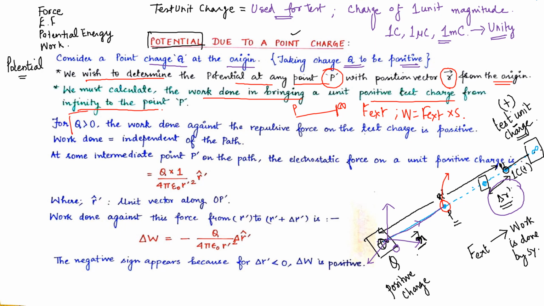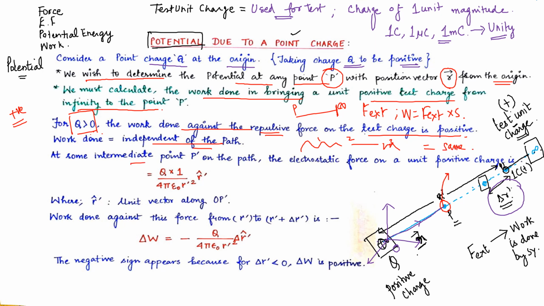For Q greater than 0, we have already defined it. The capital Q is positive. Again we are telling that Q is greater than 0. Work done against repulsive forces of the test charge is positive. Work done is independent of path. So any path it can travel, straight or any other path, but the work done for all the given 1, 2, 3 paths will be same.